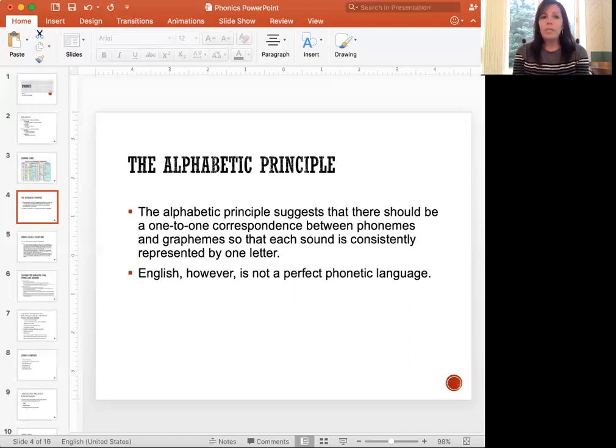Similar to fluency impacting students' comprehension, phonics has a great impact on students' fluency. All of the reading skills that we'll be working on throughout this semester are closely connected to one another. But in order for students to be fluent, they need to be able to understand phonics and that relationship between the letters and the sounds that represent the phonemes and the graphemes.